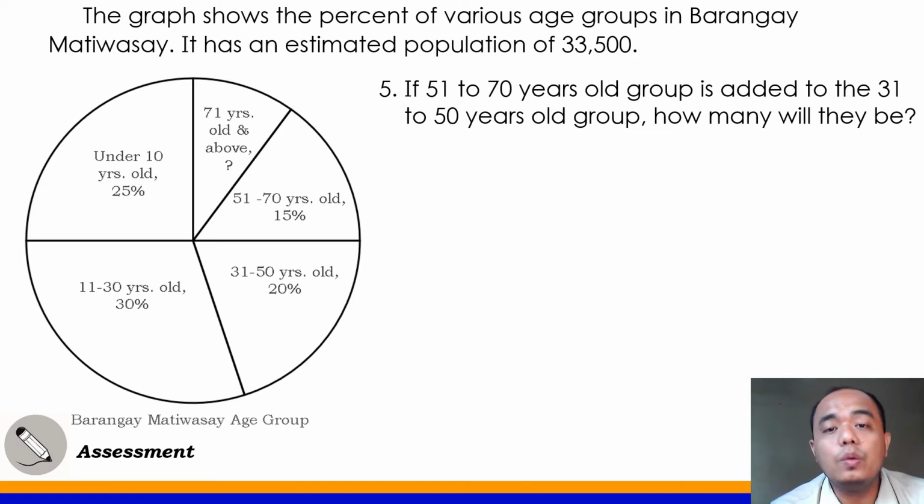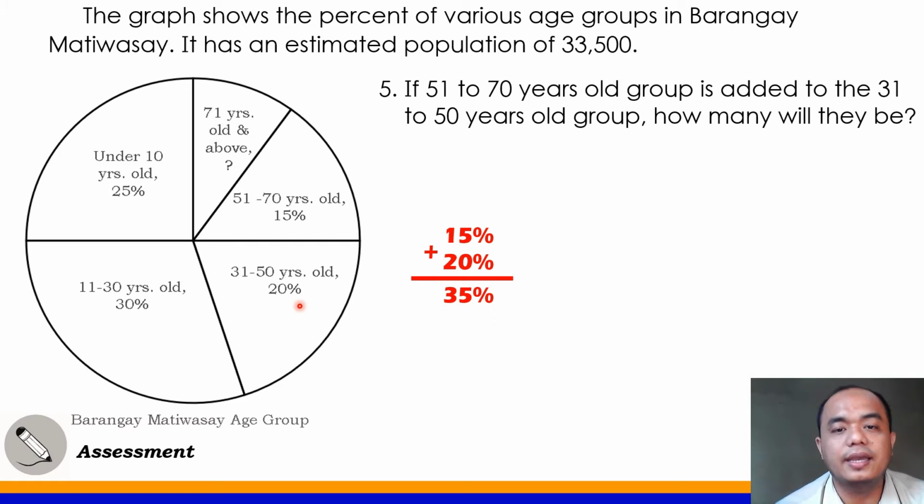Number 5. A 51 to 70 years old group is added to the 31 to 50 years old group. How many will there be? So para masagutan natin yan, of course, i-add natin sila, di ba? Yung 15% na 51 to 70 years old, i-add natin sa 20% ng 31 to 50 years old. Ito. So, how much is that? Yes, that's 35%. 15 plus 20. Yung 35% na to class, yan yung i-multiply natin sa 33,500.